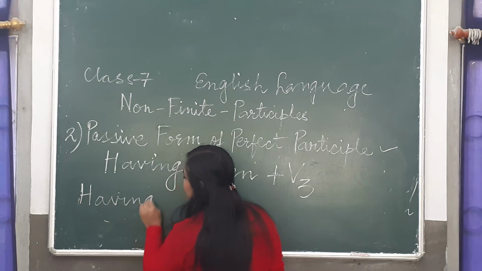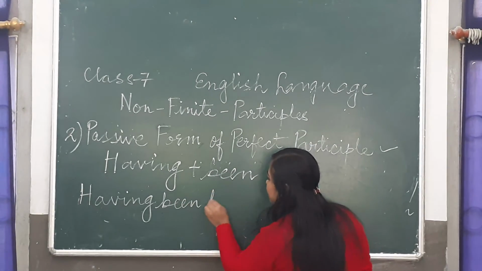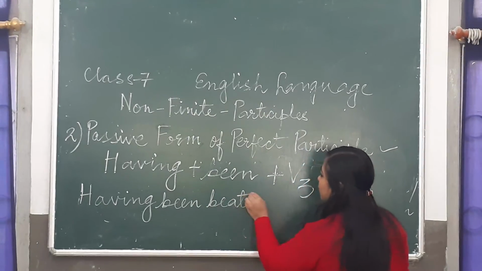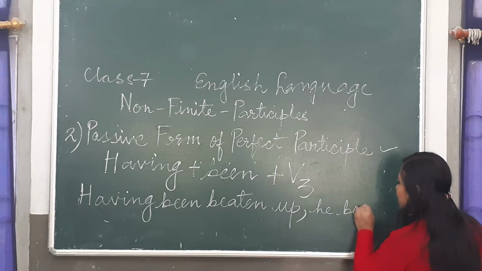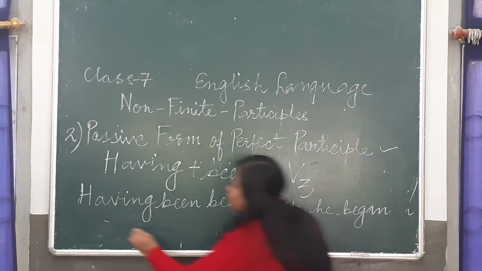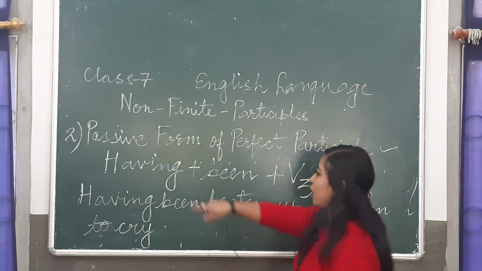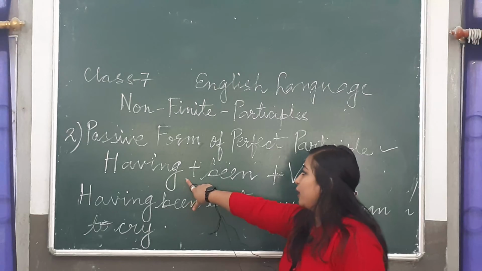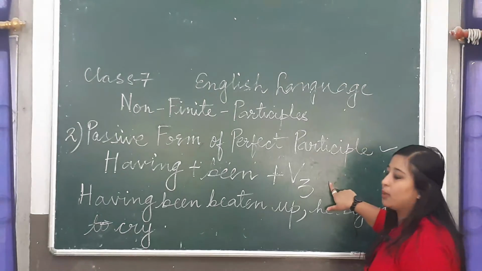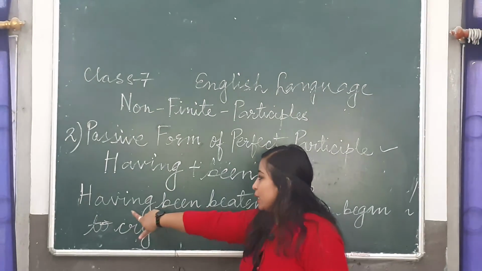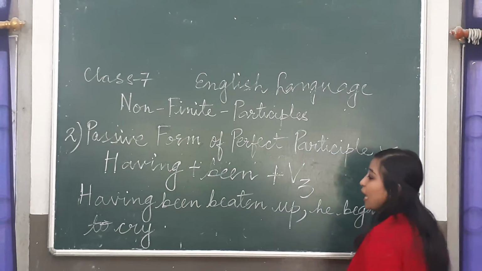Having been beaten up, he began to cry. He began to cry. So did you see, children, the structure? You'll have to begin with having, and you'll have to add been, and the V3 form of the verb, the past participle form of the verb. So the sentence goes like this. Having been beaten up, he began to cry.